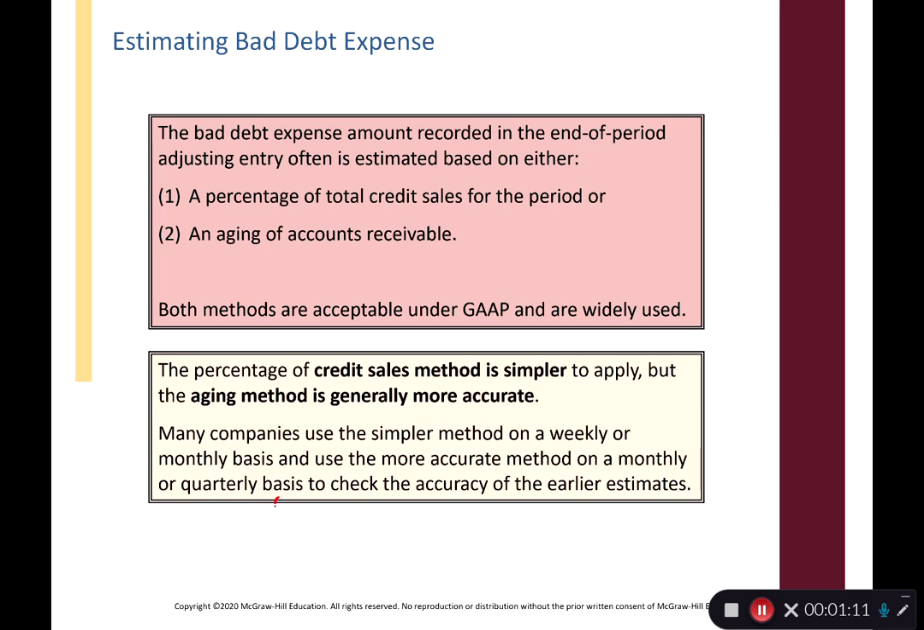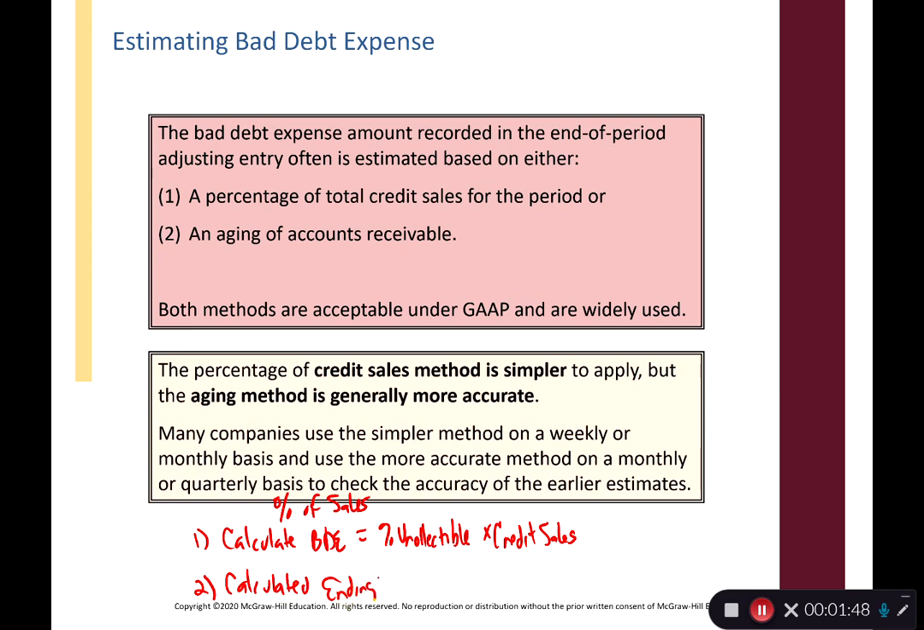So with the percentage of sales method, the first step is to calculate bad debt expense. And to do that, we're going to take a percentage uncollectible, which will be based on past history. In our case, it'll be just given to us, times credit sales. And then step 2 would be calculate the ending allowance balance. And to do that, we're going to use the allowance formula we went over in our last segment. Beginning allowance plus bad debt expense minus write-offs equals ending allowance.